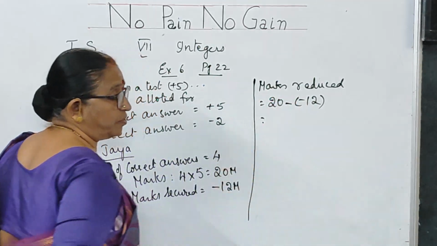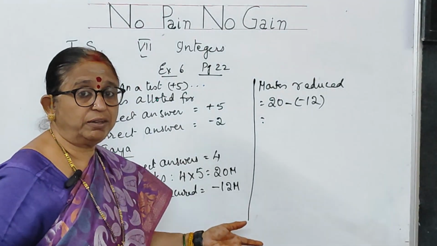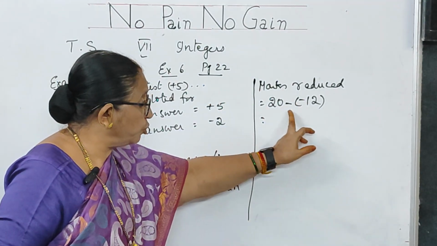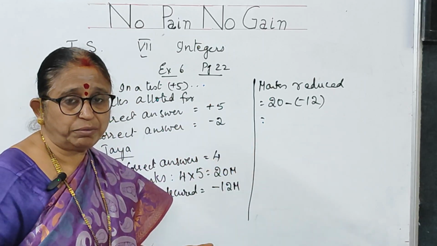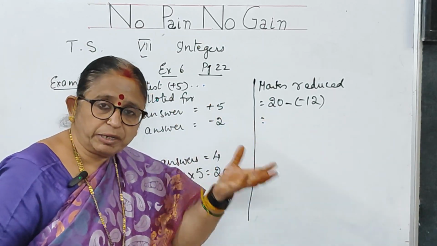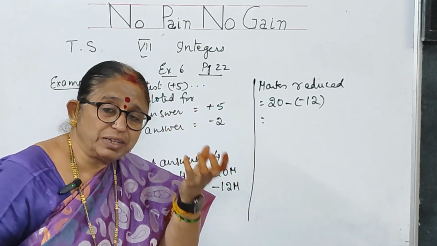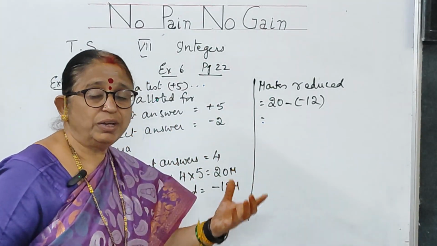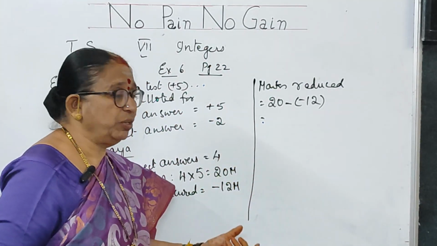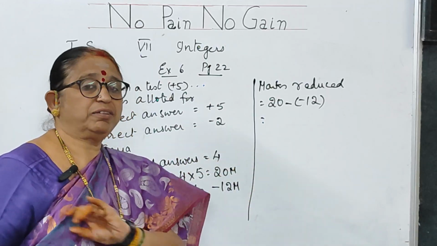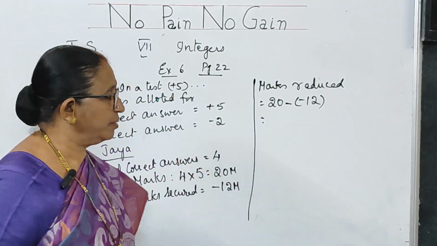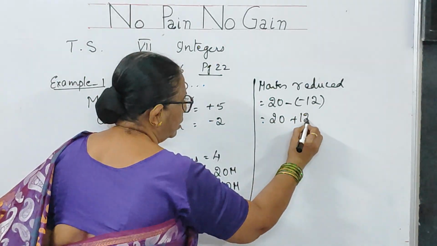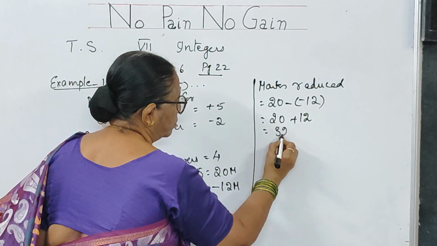This should be written in this way, children. Marks reduced: how many marks she has ultimately scored, that amount should be reduced. Earlier also we did the same thing. She got ultimate marks 30, and we reduced that 30 from 50. Now she has scored minus 12. So from 20, we have to subtract minus 12, that is minus of minus 12. So how much will you get, children? 20 plus 12, that means 32.